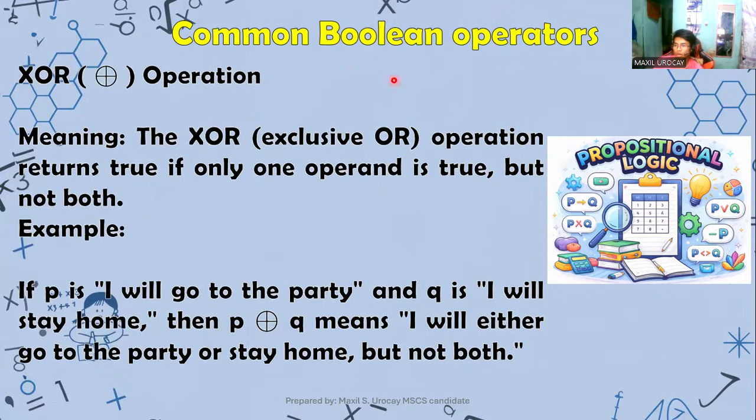Now, for XOR, exclusive OR, the operation returns true if only one operand is true, but not both. So if P is I will go to the party and Q is I will stay home, then P XOR Q will be derived as I will either go to the party or stay home, but not both. That's how this common Boolean algebra operator works.